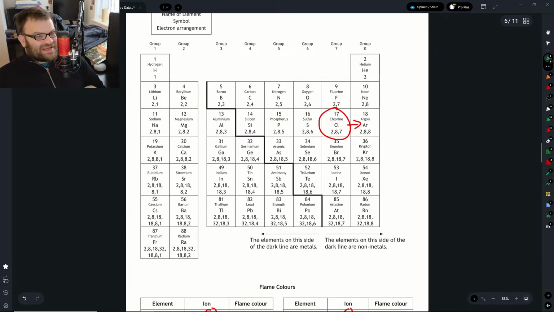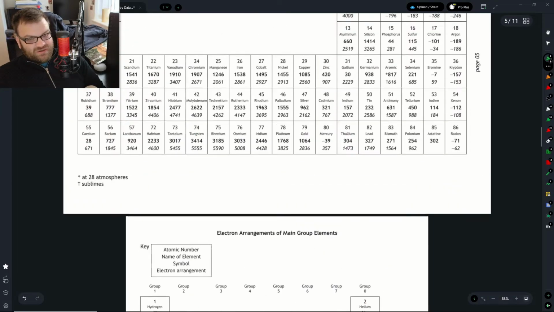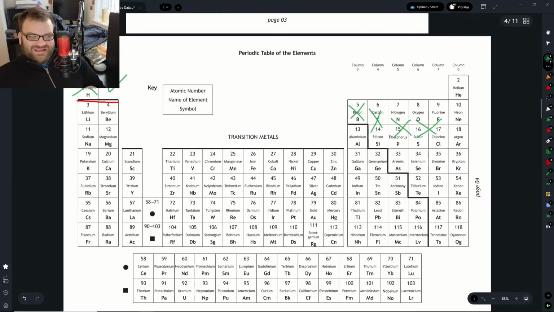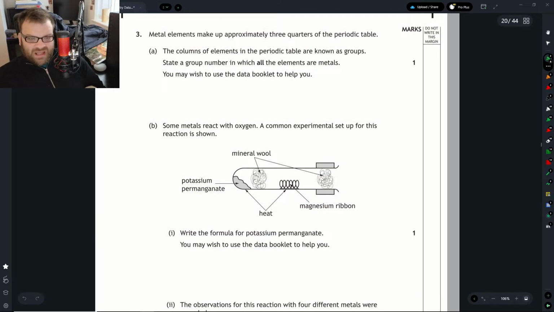If you went to page 6, you might get confused because it's not clear. This should really cut across and show you that hydrogen's a non-metal. So page 4 is going to be more helpful in that one. So yeah, group 2.